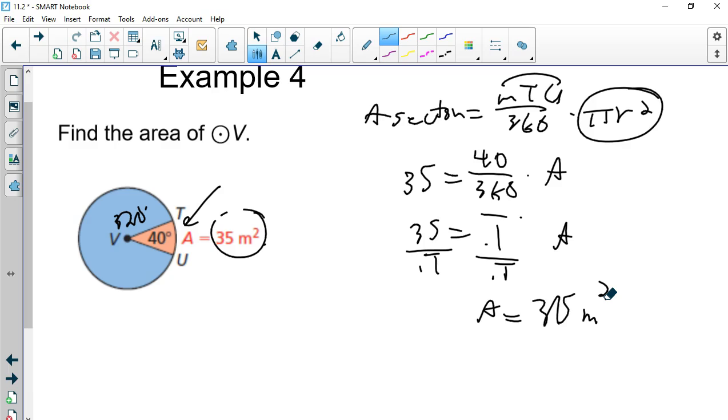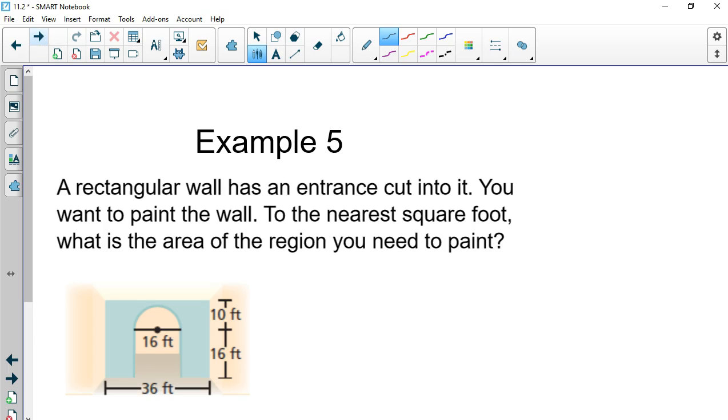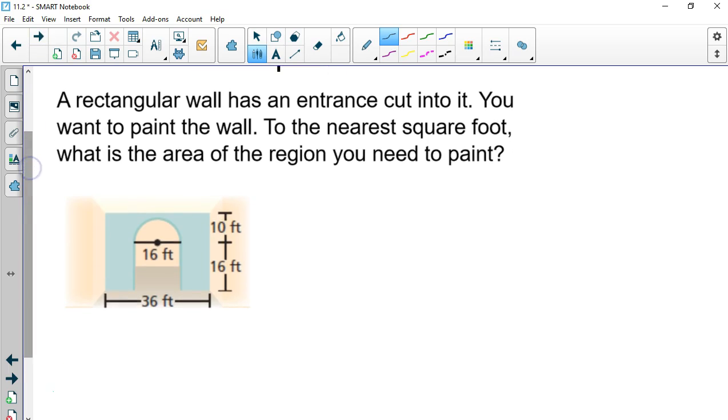So it's kind of a complicated one, working backwards and kind of abstract. Okay, last example. Rectangular wall has an entrance cut into it. You want to paint the wall. To the nearest square foot, what's the area of the region? Well, basically what we have here is we have a rectangle and we have a half circle on top of it. Okay? So we need to find the area of both.